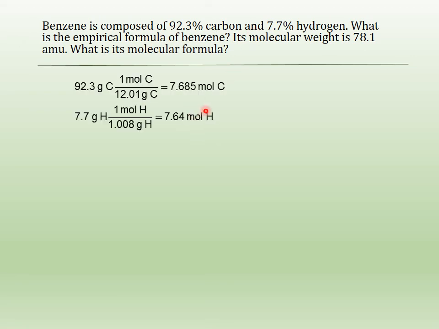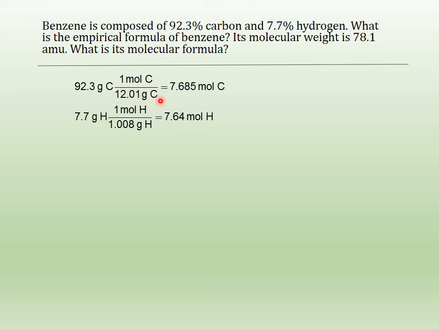So the first thing you do is you find moles. You take the percent of carbon and percent of hydrogen and convert that into grams. So you assume that you have 100 grams of substance, and in 100 grams of substance you have 92.3 grams of carbon, 7.7 grams of hydrogen.